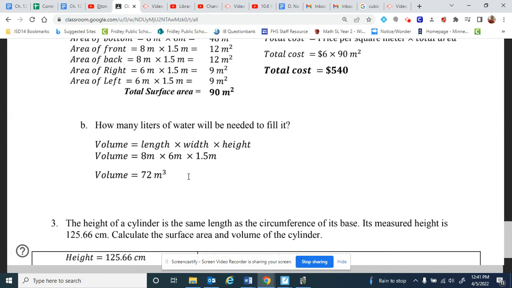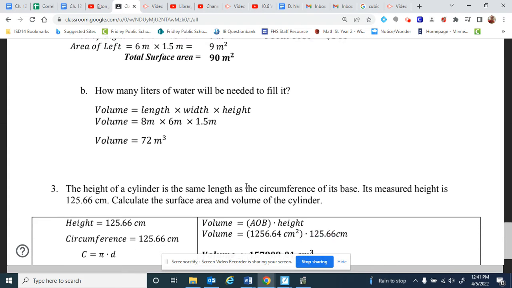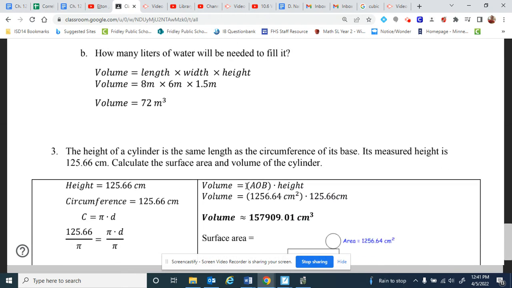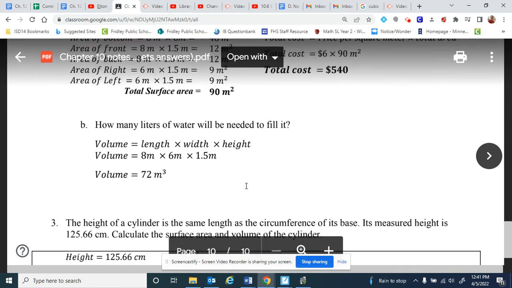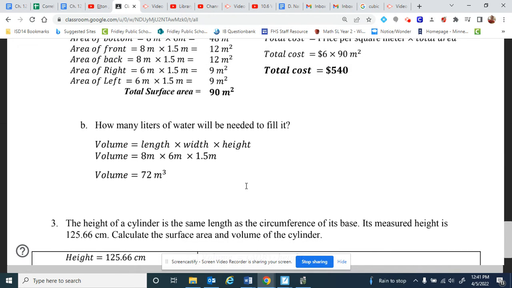So 72 multiplied by 1,000, we end up with 72,000 liters, which if you think about like a liter of soda or a 2 liter of soda, that would take quite a few to fill that up. So go ahead and pause this video and write down any parts you need. Ask questions to your teacher or classmates.